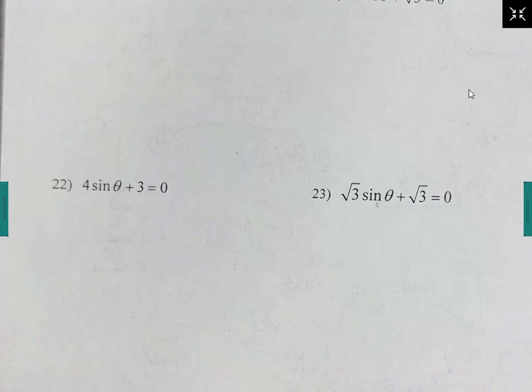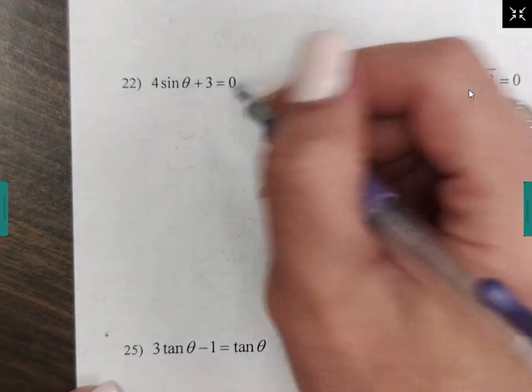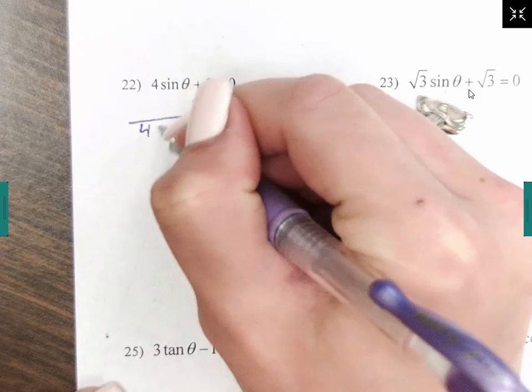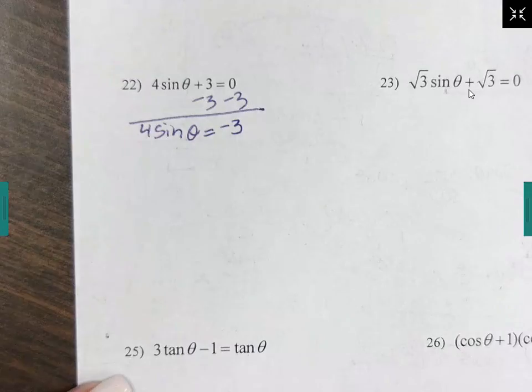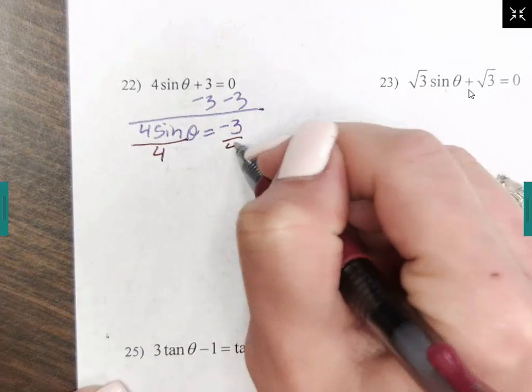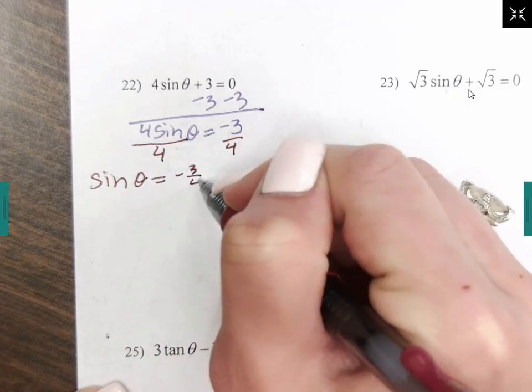Let's look at number 22. The first thing we want to do here is subtract 3 from both sides. That leaves us with 4 sine of theta is equal to negative 3. And then we want to divide both sides by what? 4. Good. So then we have the sine of theta is equal to negative 3/4.